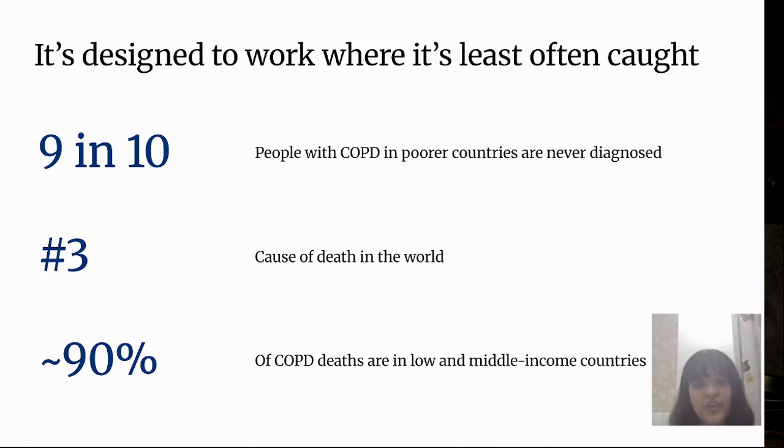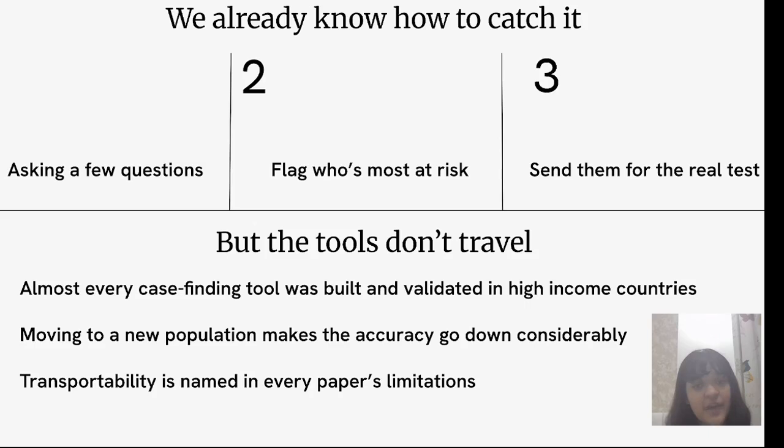In poorer countries, up to 9 out of 10 people have COPD and are never diagnosed. The thing is, this condition isn't even small. It's the third largest cause of death worldwide, and about 90% of these deaths are in exactly these lower income countries. Worst part, we already know how to catch it. You ask people a brief list of questions, find out who's most at risk, and send those people for a proper diagnostic test. It's cheap and it works.